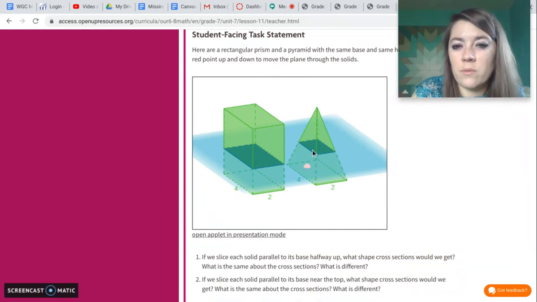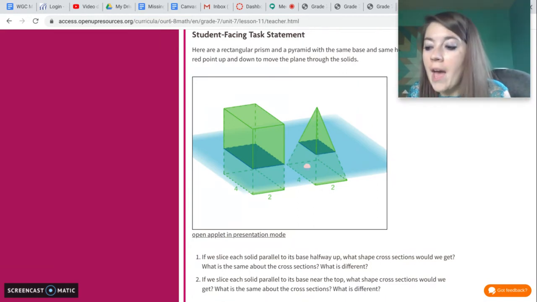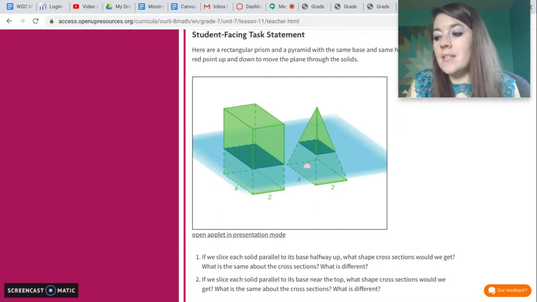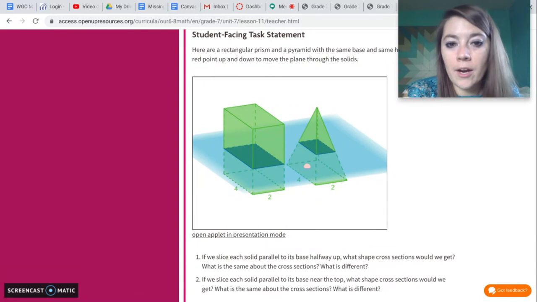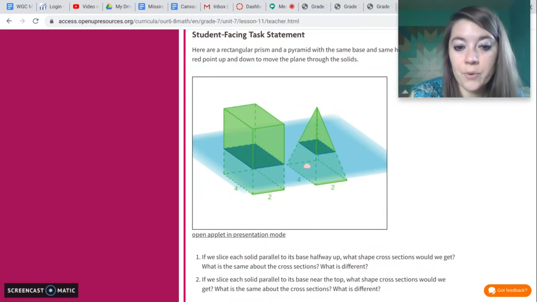For this one though, is the base and the cross section the same size? No. So both have rectangular cross sections, but the difference is the rectangle on the pyramid is smaller than the rectangle cross section on the rectangular prism.